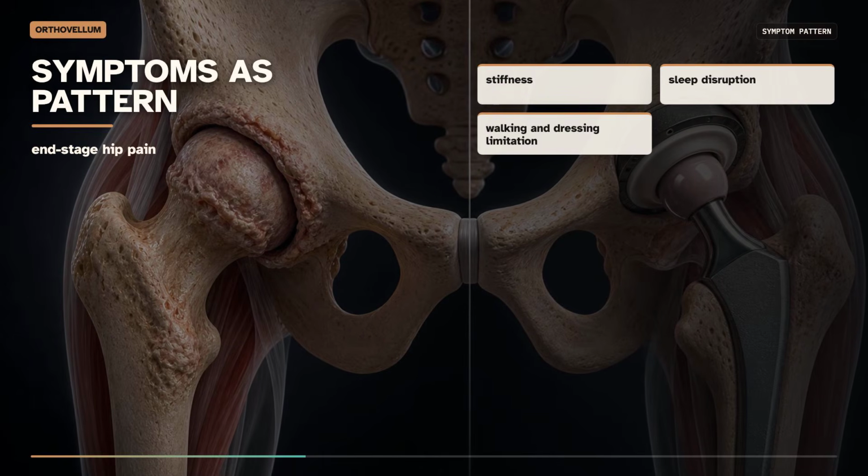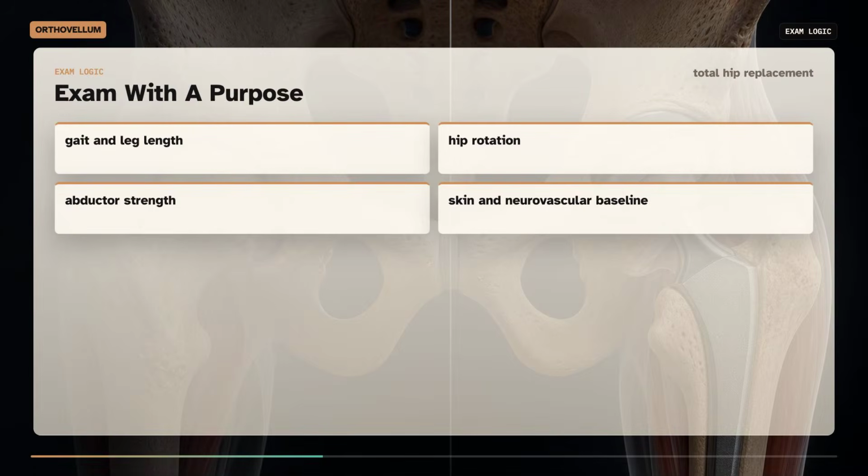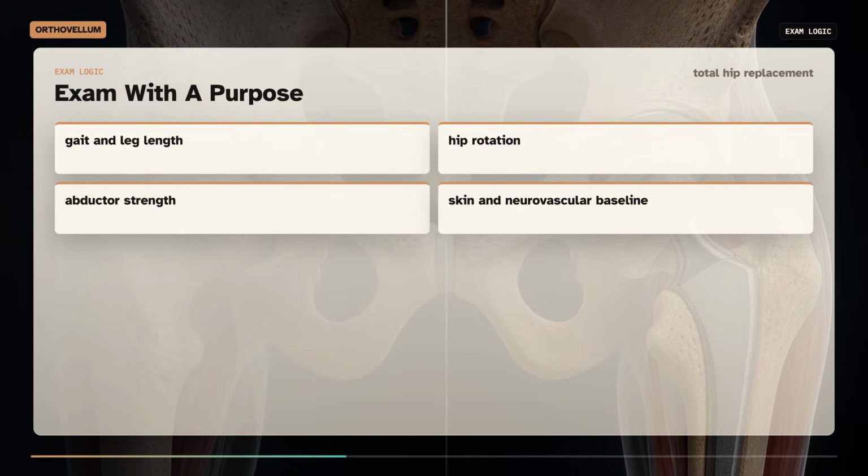The best history is not a questionnaire. It is a map of what loads reproduce the problem, what settles it, and what function is disappearing. The exam should not be random. For this topic, deliberately check gait and leg length, hip rotation, abductor strength, skin and neurovascular baseline. A good exam separates pain from weakness, stiffness from fear, and joint disease from referred pain.